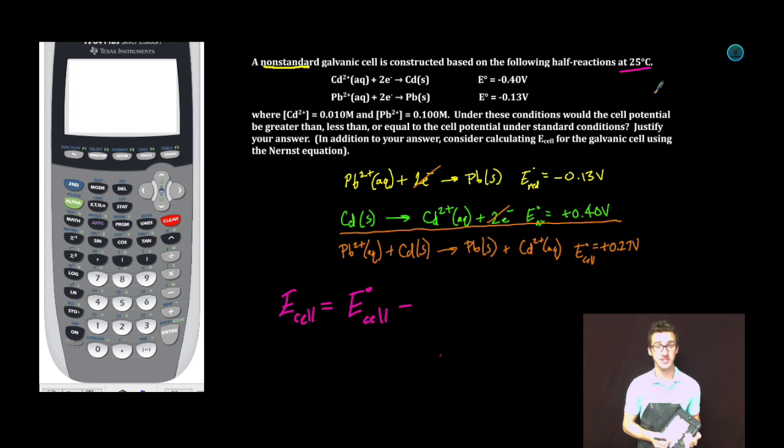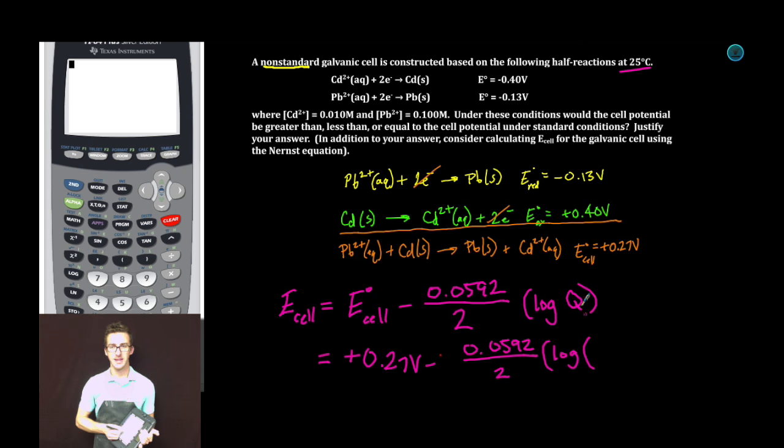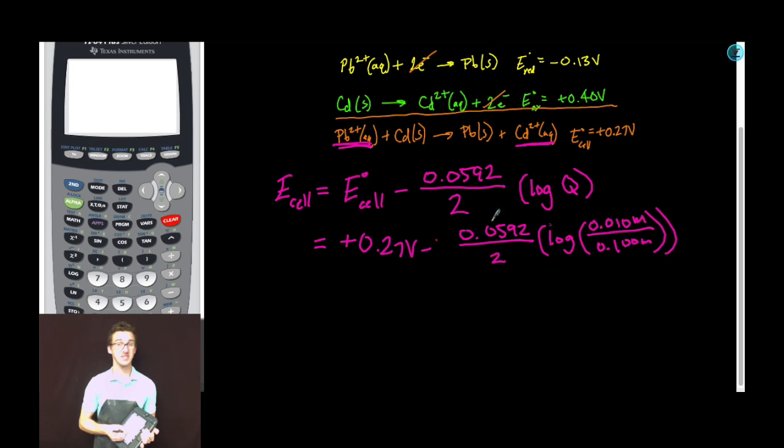At 25 degrees Celsius, the Nernst equation simplifies to 0.0592 over the number of moles of electrons transferred, in this case 2 moles of electrons, times the log of Q. Now, we know the standard cell potential is positive 0.27 volts. As we think about our value for Q, our reactant ion is lead-2, our product ion is cadmium. Our Q value is equal to product concentrations over reactant concentrations, so 0.010 over 0.100.